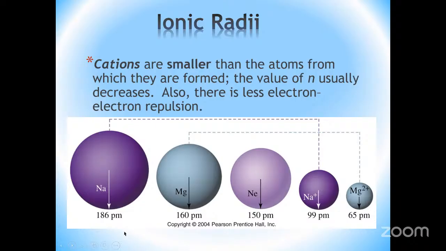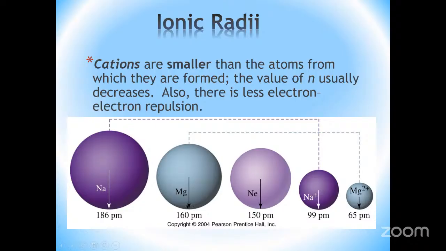For example, if you go from sodium atom to sodium ion, look at the difference. Sodium atom has a size of 186 picometers in terms of its radius, but the sodium ion is 99 picometers. So therefore, there's almost a decrease of half when you go from the sodium atom to the sodium ion. The same thing is true and observed when you go from magnesium atom to magnesium ion.